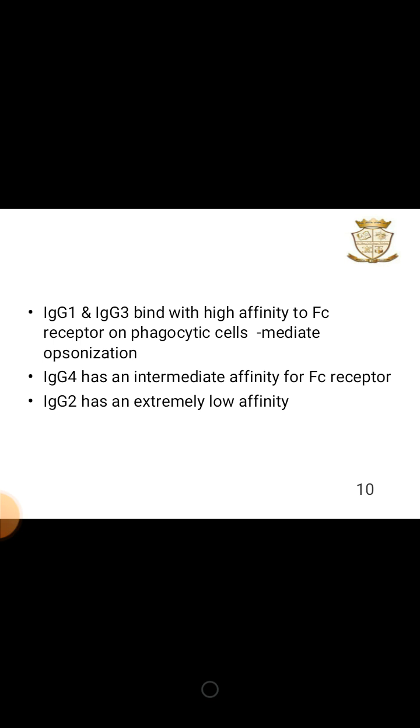IgG1 and IgG3 bind with high affinity to Fc receptors on phagocytic cells and mediate opsonization. IgG4 has an intermediate affinity for Fc receptor. IgG2 has extremely low affinity.